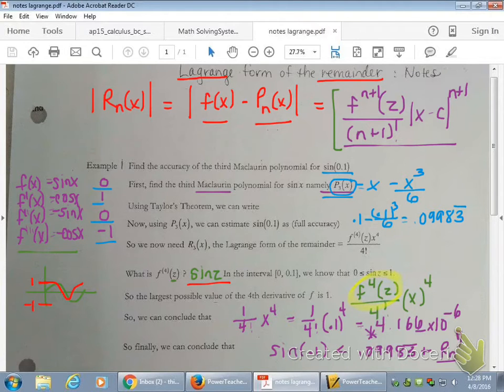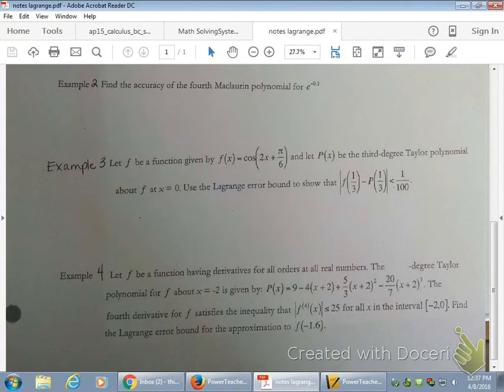Alright, let's do another problem. Okay, example 2. It says to find the accuracy of the 4th Maclaurin polynomial for e to the -0.1. Okay, I know that I'm finding the 4th Maclaurin. That means I still know that 0 is my c. So I'm going to find out what that polynomial is first.